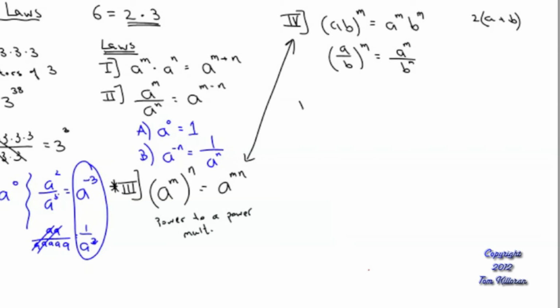Now, if we put together 3 and 4, these two laws into one fell swoop, we get, well, let's just call it 5 and be done with it. A to the M, B to the N, raised to the power of P.